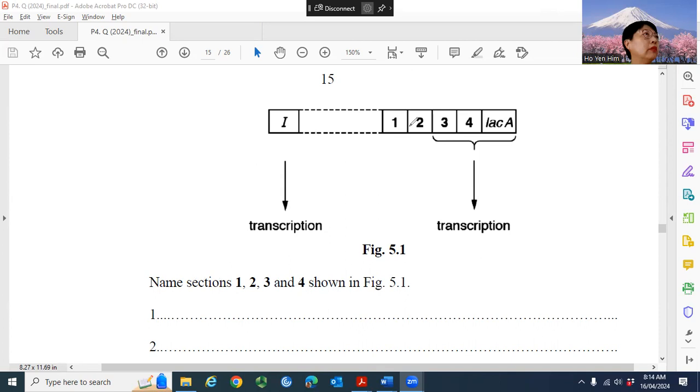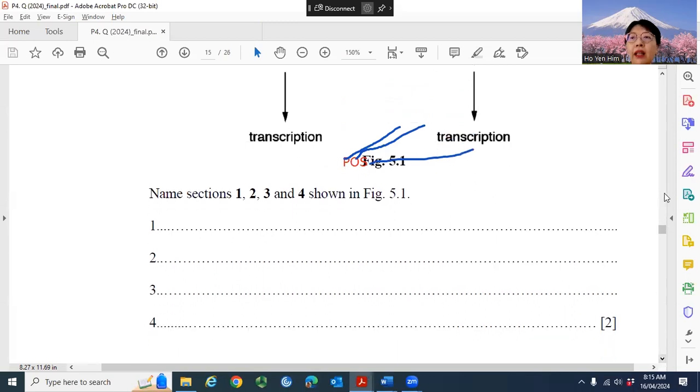So this is a lac operon. The question says this is a lac operon. So an operon will contain 3 sections, right? Which is POS, correct? So therefore, number 1 is the promoter, number 2 is the operator, and all these are the structural genes. Number 3 and 4 are different.